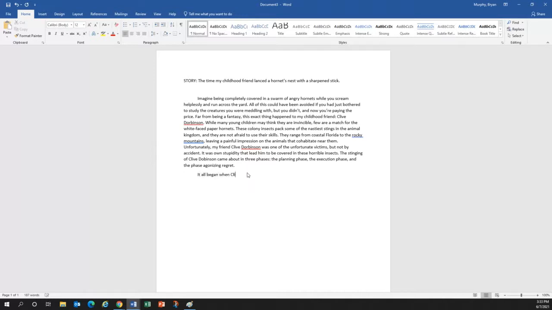It all began when Clive decided to use a sharpened stick to capture a hornet's nest. Presumably, he thought, without being stung. Let's try that again. Use a sharpened stick to capture a hornet's nest without, he thought, being stung by the beasts. All right, that's good, we'll say the planning phase began. That way we can reference the thesis directly, right? The planning phase began when Clive decided to use a sharpened stick to capture a hornet's nest without, he thought, being stung by the beasts. Okay, cool. So that's the first topic sentence.